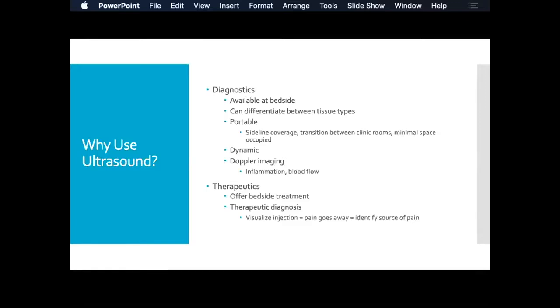Therapeutics. One nice thing is, as I'm looking at someone's complaint with an ultrasound, in that very moment, I can say we can offer this therapy also at the bedside at the same time. And then therapeutic diagnosis. So I can visualize in real time an injection, which is dynamic. Pain goes away and identify the source of pain. Next slide.